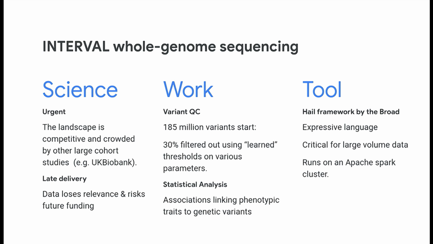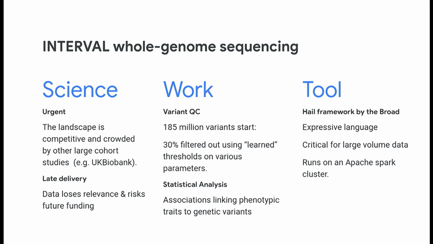What makes it non-standard is that you're starting with a very large number of variants and a relatively large cohort. So when the QC runs, about 30% of those variants will be filtered out using standard, learned thresholds on various parameters. And then after that, the fun starts, because that's when all the association analyses start and the statistics gets going, which gets the association to the phenotypic trait.